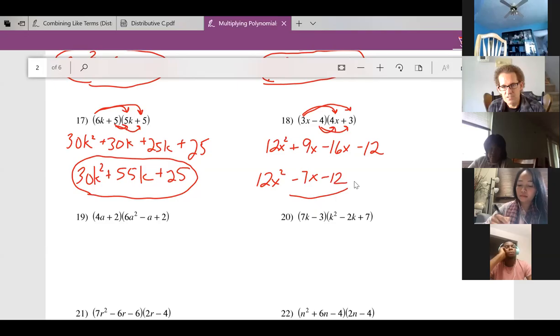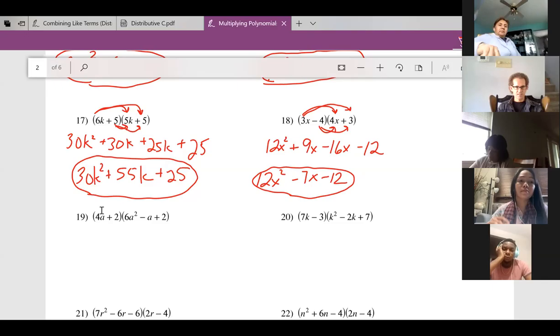Okay. Here's number 19. I have 4a times 6a squared. And this one's not going to be squared, it's going to be cubed, because you've got 2 over here and you've got 1 over here. So you know 4 times 6 is 24, write that down. And write a to the third power, or a cubed.